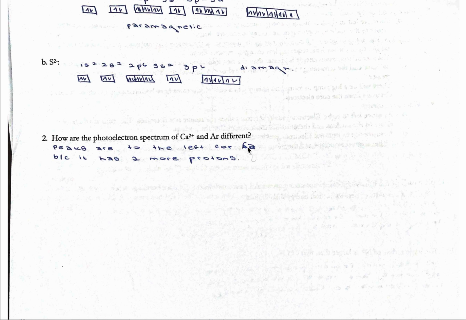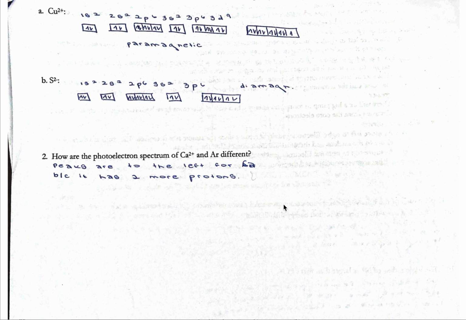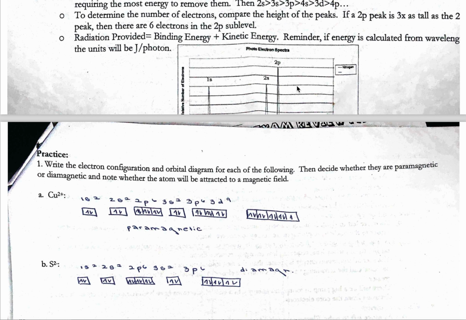Okay? Here it says, how are the photoelectron spectra of Ca2+ and Ar different? So remember, the only thing that affects your PES is the number of electrons and the number of protons. Now notice Ca2+ and Ar have the same number of electrons, because calcium now has the electron configuration of argon once it loses 2 electrons. So the only difference between calcium ions and argon atoms is that calcium is going to have more protons.